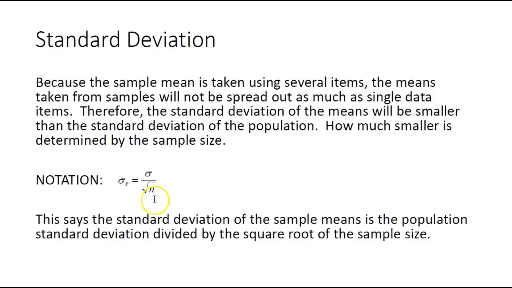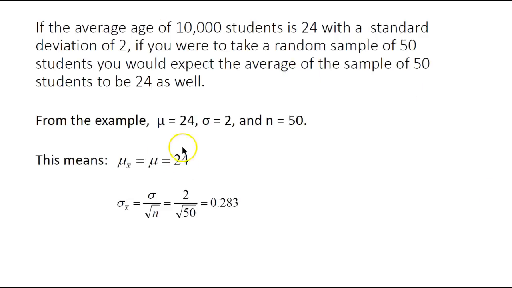So here's the notation. Our regular population standard deviation, our sample size, and over here the standard deviation of the means. Okay? So calculating that from the previous example, the mean is 24, the standard deviation is 2, the sample size is 50. Previously we'd say that the mean of the samples is 24, and the standard deviation of the sample averages is, from this calculation, 0.283. Much less than 2.